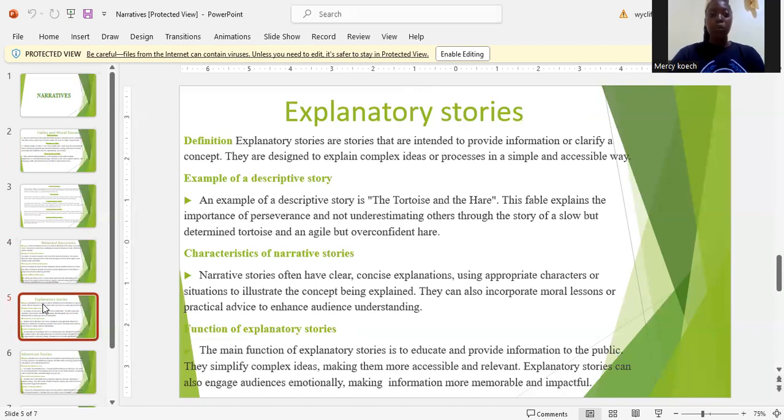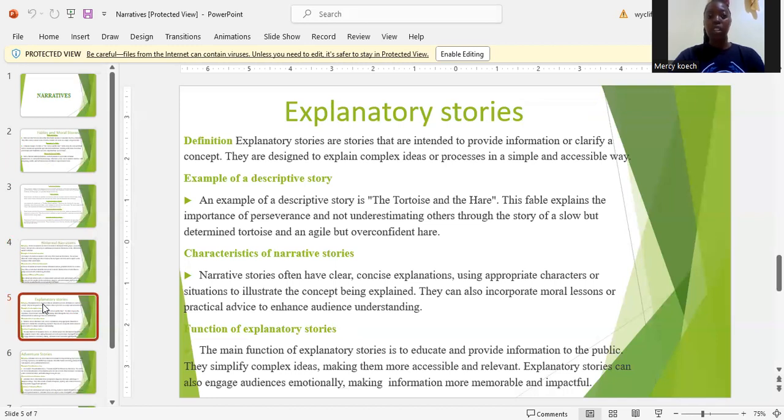Example of an explanatory story. An example of an explanatory story is the tortoise and the hare. This fable explains the importance of perseverance and not underestimating others through the story of a slow but determined tortoise and an agile but overconfident hare.